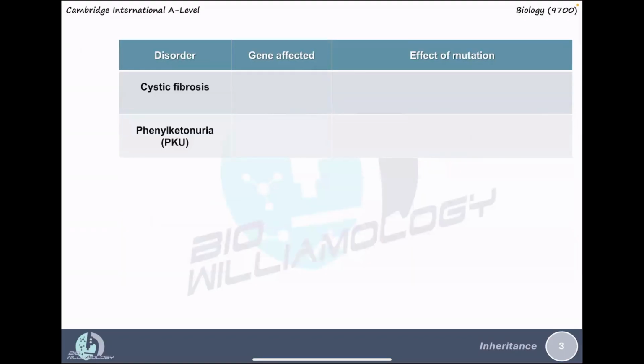The fifth disease is cystic fibrosis, where the CFTR gene is mutated, which results in defective chloride ion transport, leading to thick mucus in the lung as well as the digestive tract.